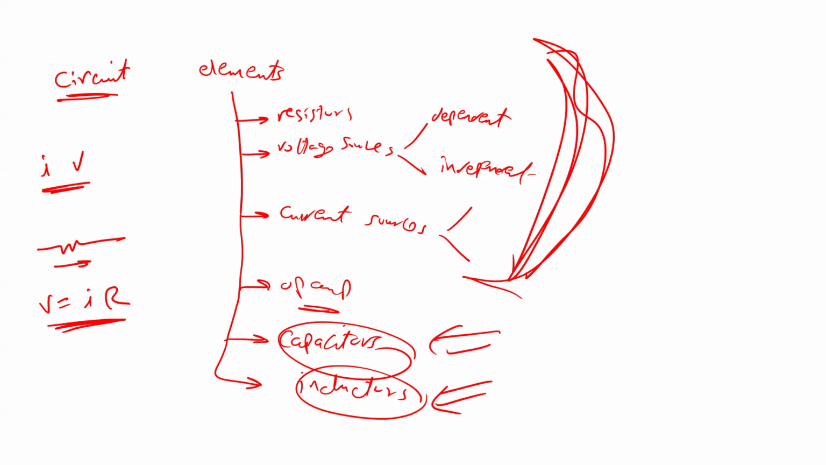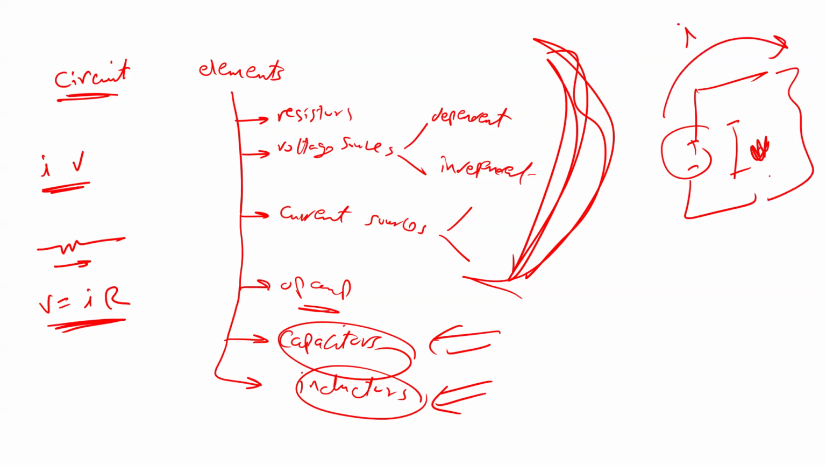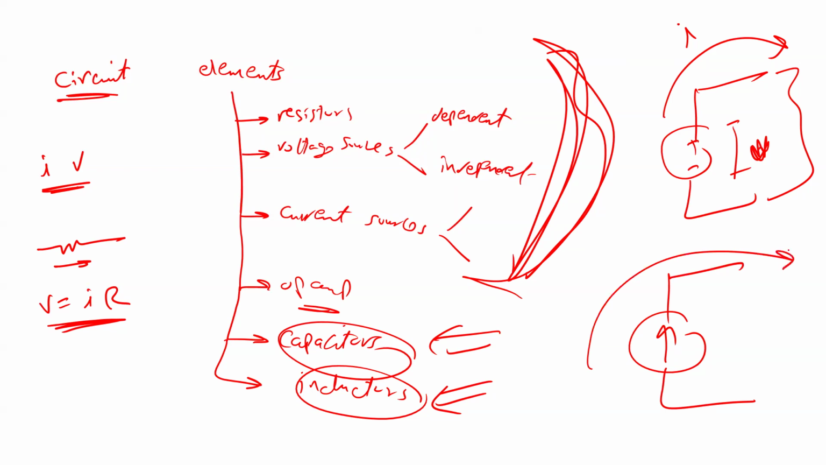Also, remember, in a voltage source, V is always constant, but the current changes based on the rest of the circuit. In the case of a current source, the current is always constant, but the voltage changes based on the rest of the circuit. So we are always interested in the relation between V and I.